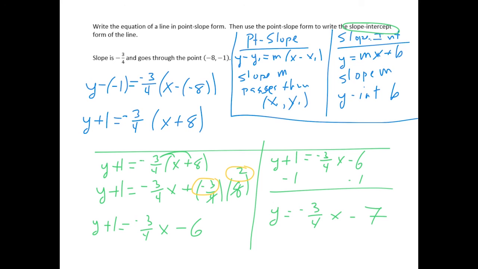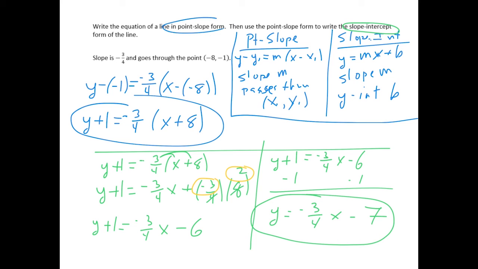And so there we go. There is the slope-intercept form of the line. And up here, we had the point-slope form of the line.